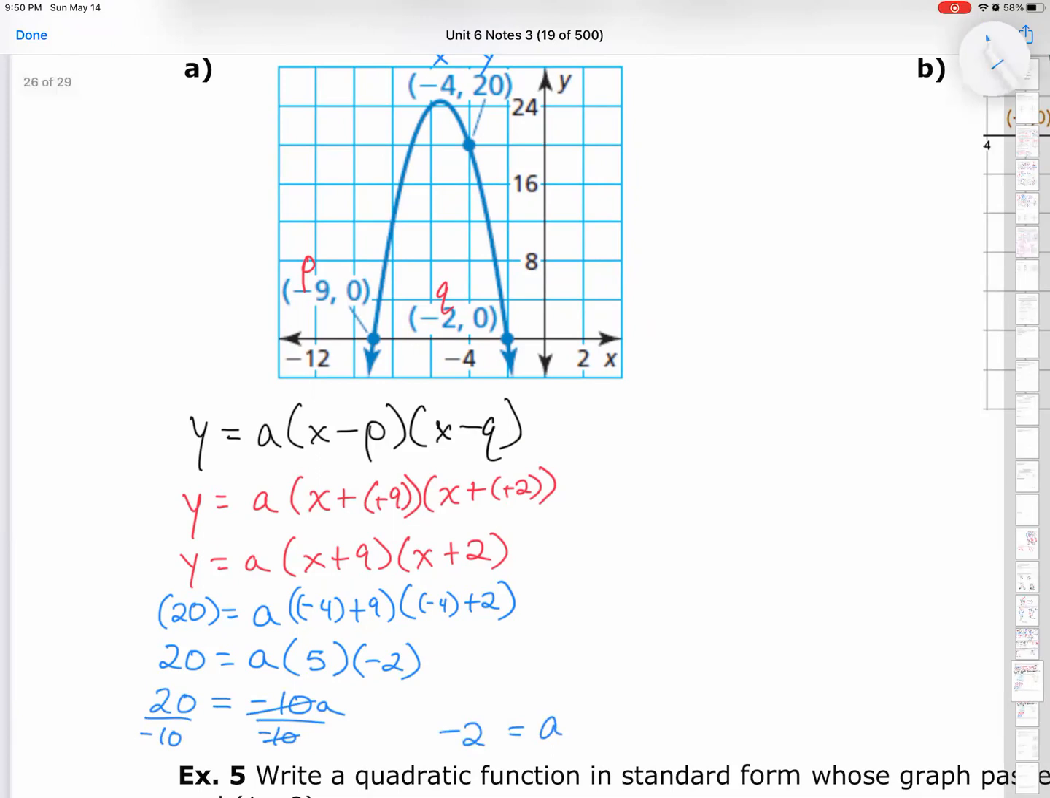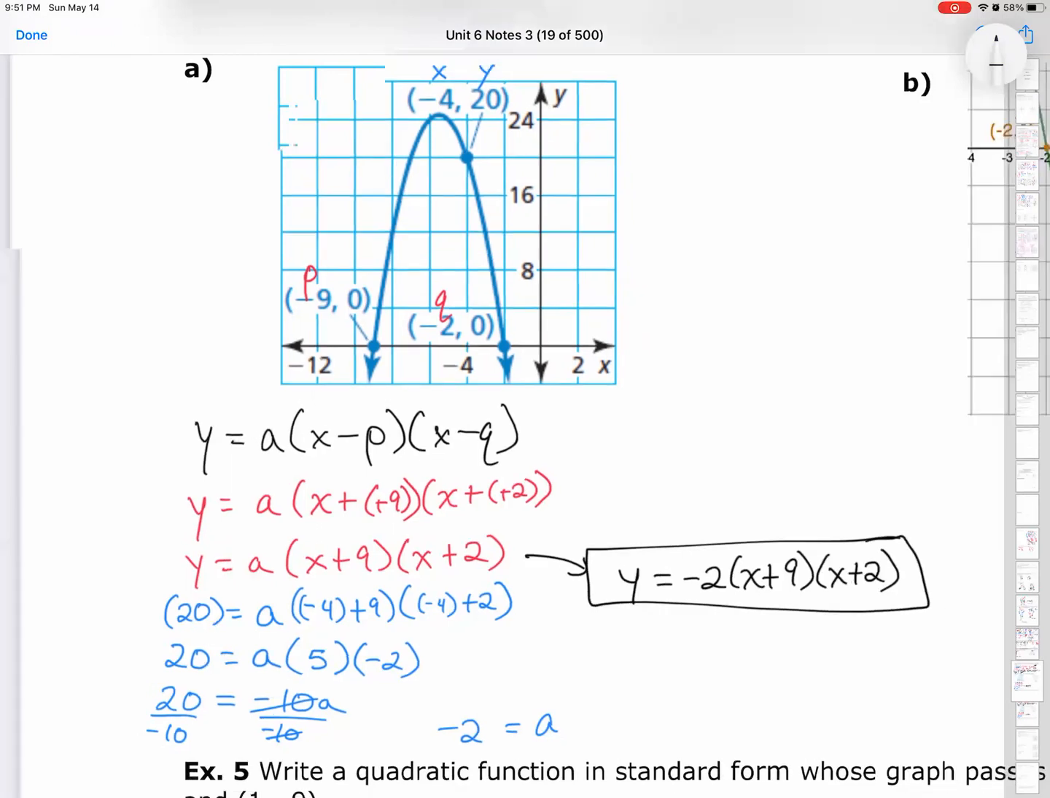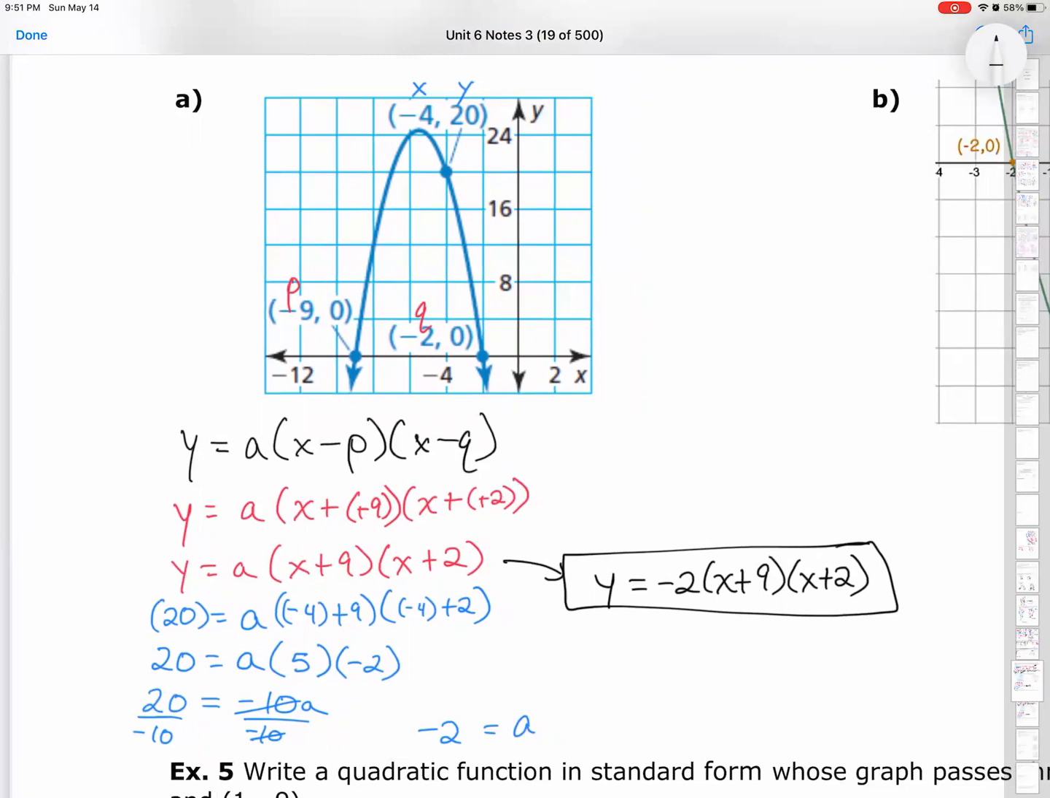So then the final part is we just put our items together in intercept form. So we end up then with y equals -2 times x plus 9 times x plus 2. Go ahead, feel free to pause the video if you have any questions at all.